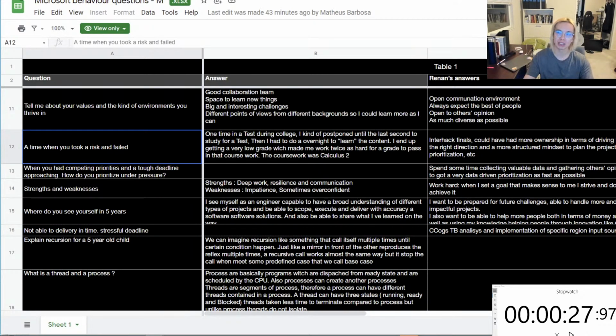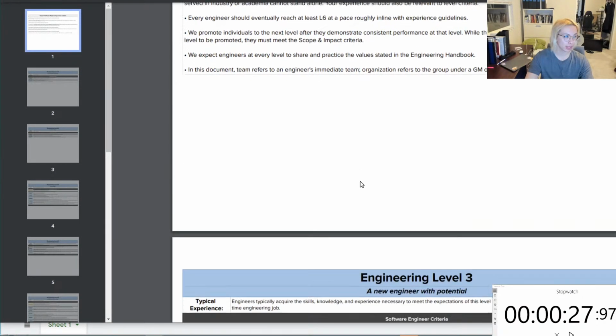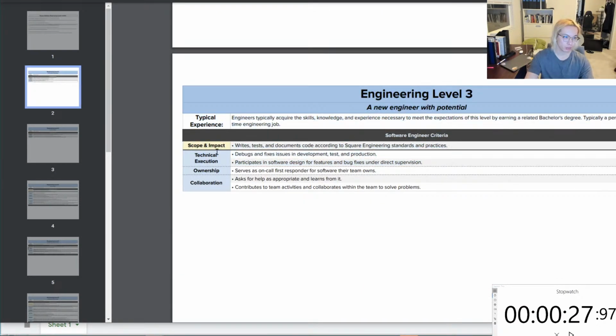One of the biggest tricks that I learned to do this is to literally look at the engineering competencies of whatever company you're applying to. In general, the Square engineering ladder I think does a very good job. So if I bring that up, I've told people to do this: when you're coming up with behavioral answers like this, just look at the career ladder and expectations. At the L3 level, write tests, document code, debug, participate in software design, features and bug fixes, blah, blah, blah. Make sure you're hitting all these with your projects.